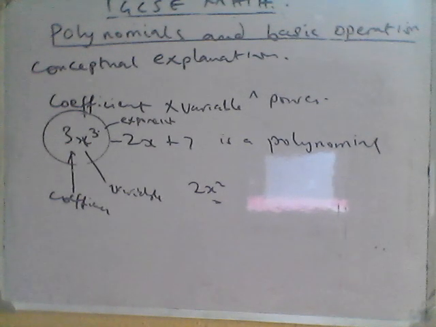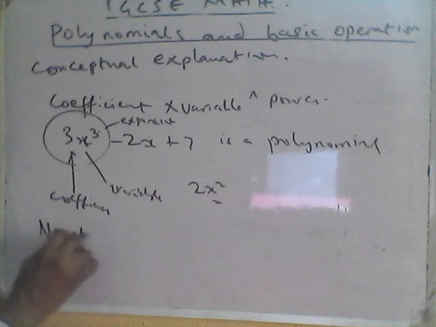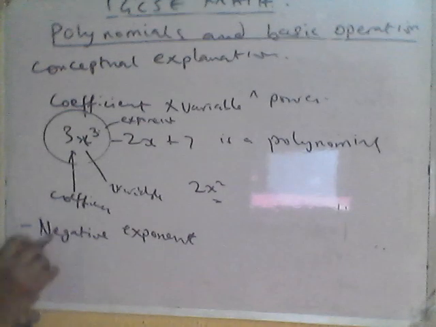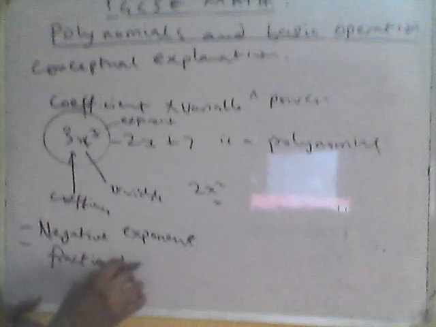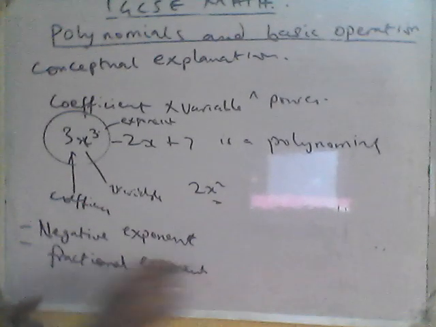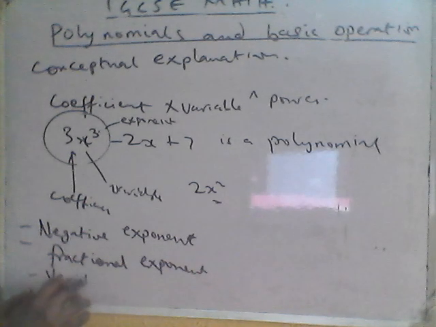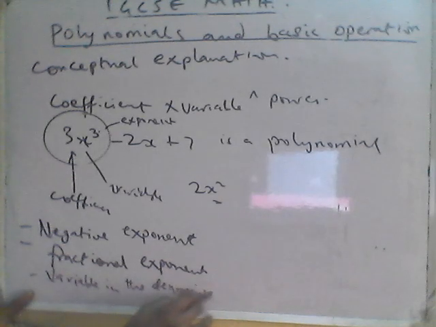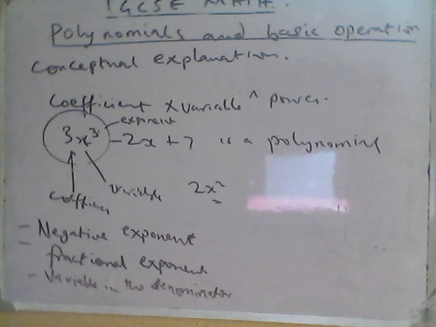But what makes something not a polynomial is a negative power. If I have negative powers or negative exponents, that makes it not a polynomial. Secondly, if I have fractional powers or fractional exponents, and if I have a variable in the denominator, all these conditions will not make an expression a polynomial.